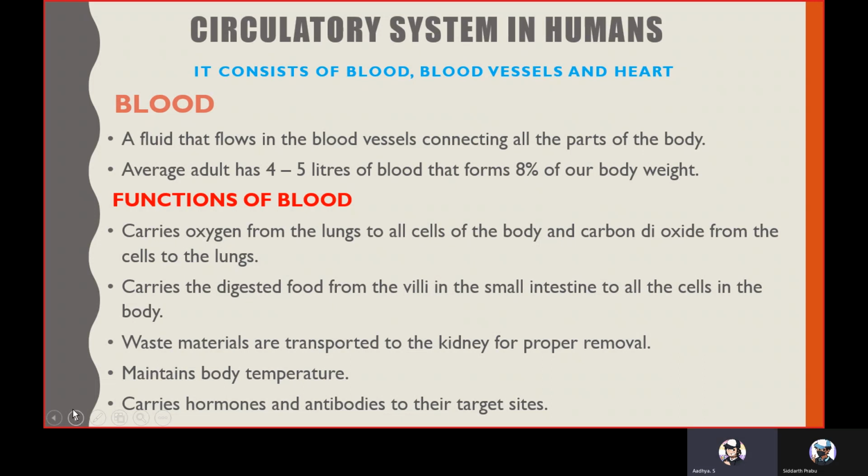The functions of blood. It carries oxygen from the lungs to all cells of the body and carbon dioxide from the cells to the lungs. It carries the digested food from the small intestine to all the cells in the body. The waste materials are transported to the kidney for proper removal. It also maintains the body temperature. It carries hormones and antibodies to their target sites.